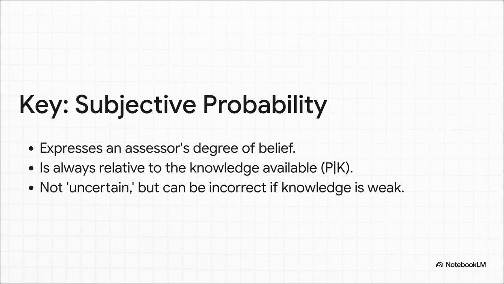So the huge point here is that this kind of probability is always tied to the knowledge behind it, P given K. It's not about finding some single true value out there in the universe. But, and this is a big but, it's only as good as the knowledge supporting it. If you have a weak foundation of knowledge, you're going to have an incorrect probability.